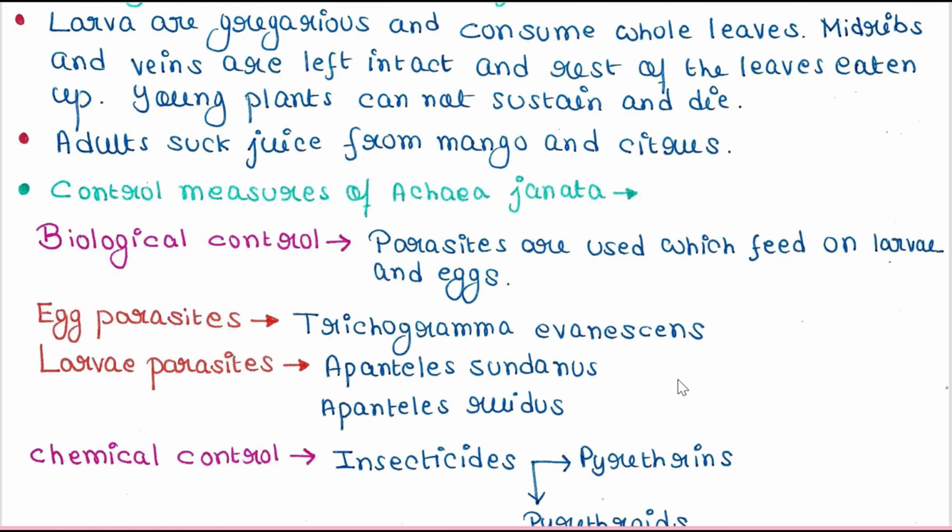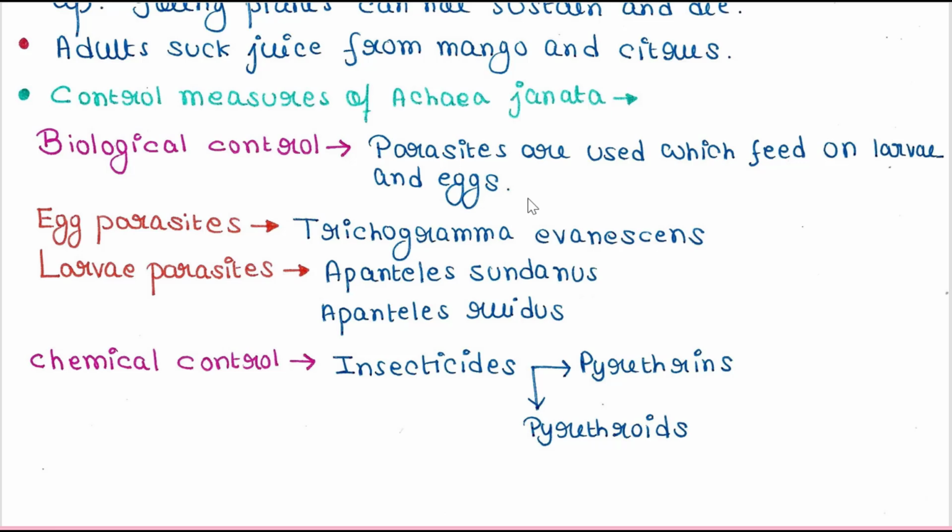Control measures of this insect. Biological control, it is the best control. So parasites are used which feed on larvae and eggs. Egg parasites which are used, Trichogramma evanescens, so they feed on the eggs, and larval parasites are Apanteles sundanus and Apanteles aigyptiacus. So basically they eat larvae.